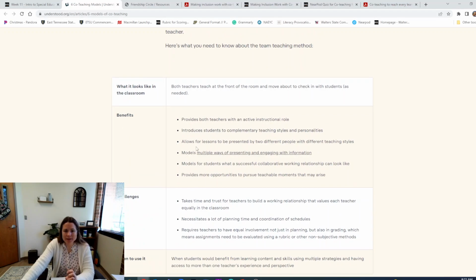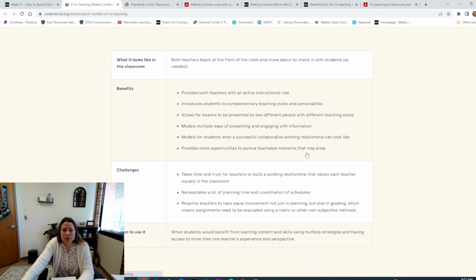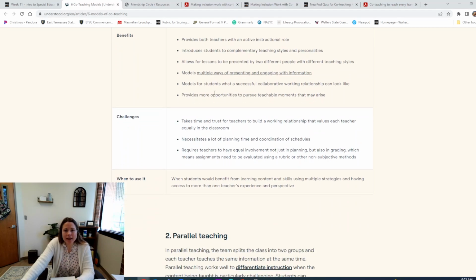It does have some benefits, right? Both teachers have an active instructional role, right? And if you two have the same kind of teaching style, this would complement your personalities. It also allows 2 people to be teaching with different teaching styles, and that's giving students multi-modality. Different types of learners may like that. It allows students to get the information in more than one way, so when you're presenting, it allows them to engage with it in multiple ways. And it allows students to be successful and collaborate. They see a model of what that looks like, working with someone.